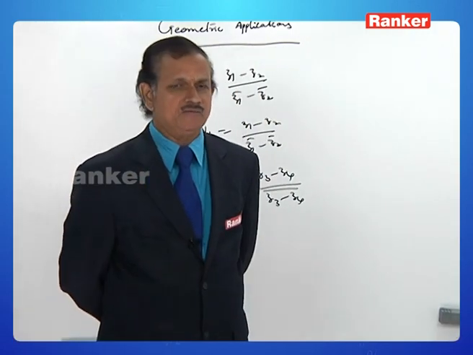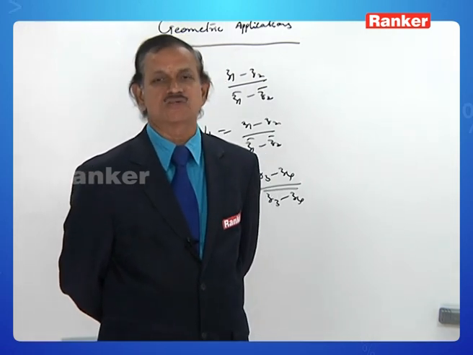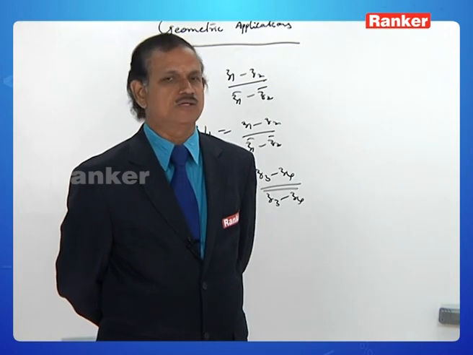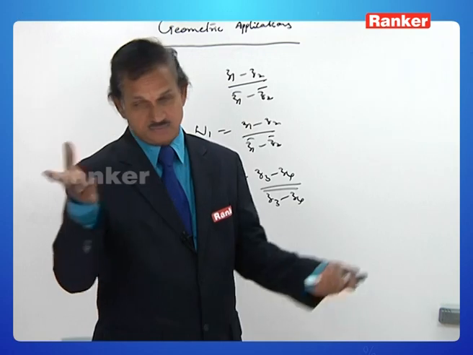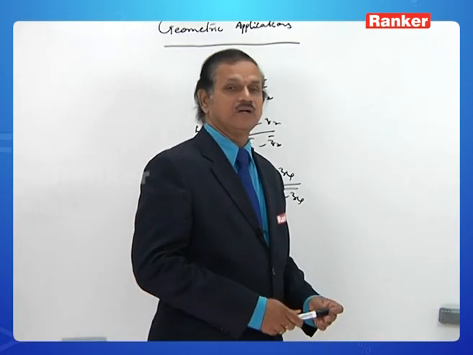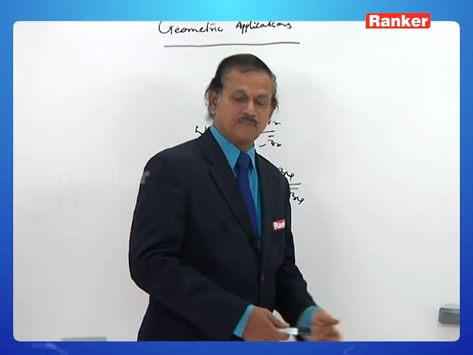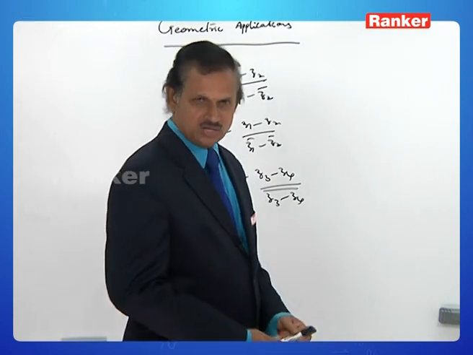Therefore, we can show that the two lines with complex slopes W1 and W2 are perpendicular if W1 plus W2 is equal to 0. That must be kept in mind. The two lines are parallel if W1 is equal to W2, and perpendicular if W1 plus W2 is equal to 0. This is about the complex slope.